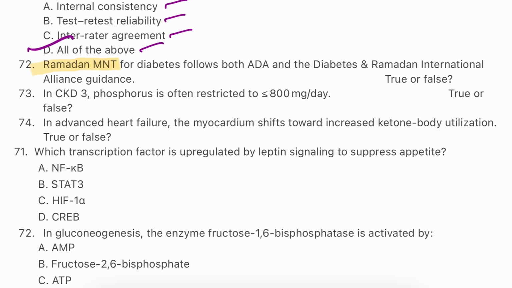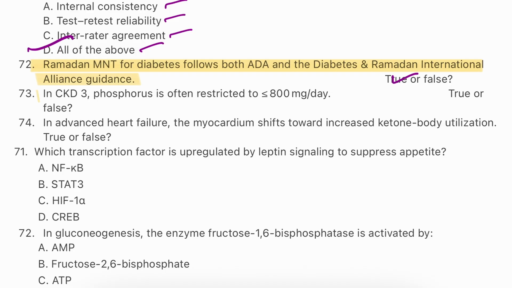Question number 72. Ramadan MNT for diabetes follows both ADA and Diabetes and Ramadan International Alliance guidance. True or false? The answer is true. Ramadan guidelines combine ADA and DAR recommendations.